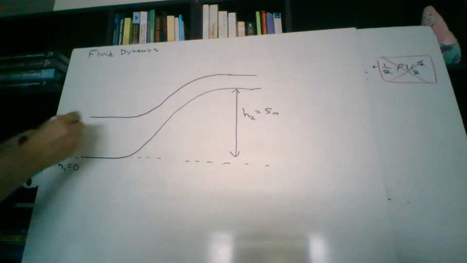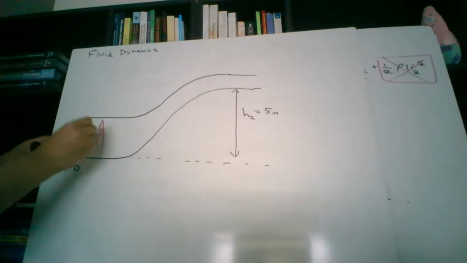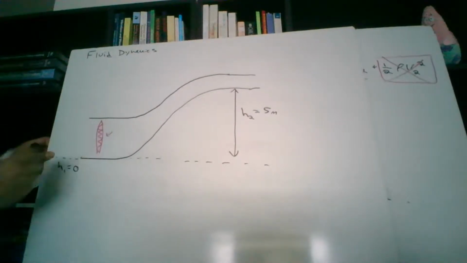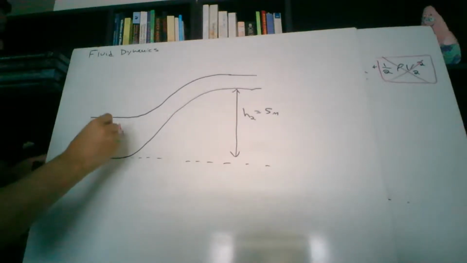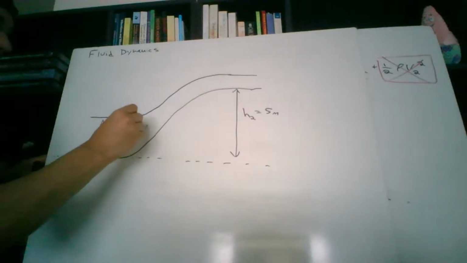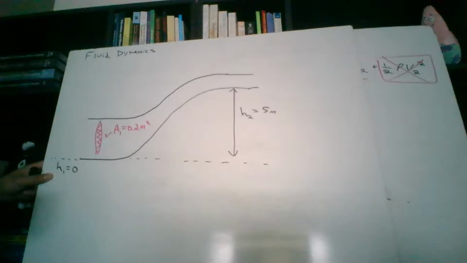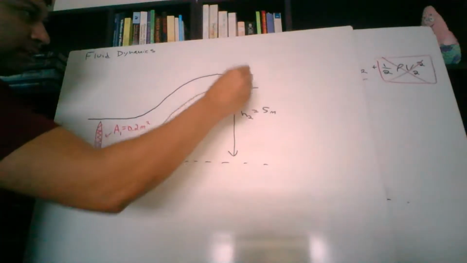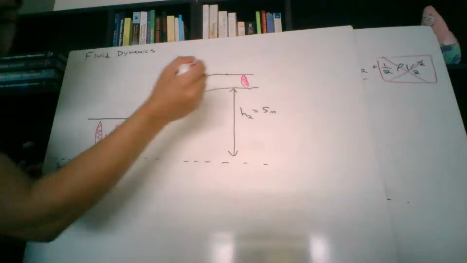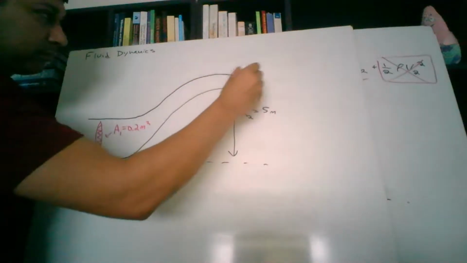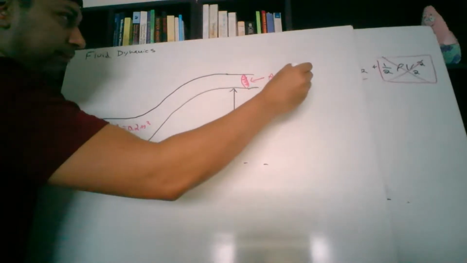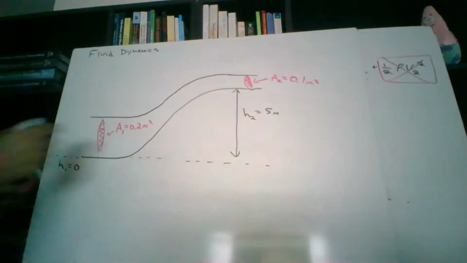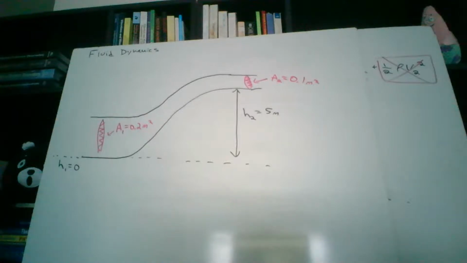And what else can we say? We can say that the cross-sectional area here is 0.2 meters squared. So A1 equals 0.2 meters squared. And the cross-sectional area here, A2, is equal to 0.1 meter squared. So we got the cross-sectional areas there.